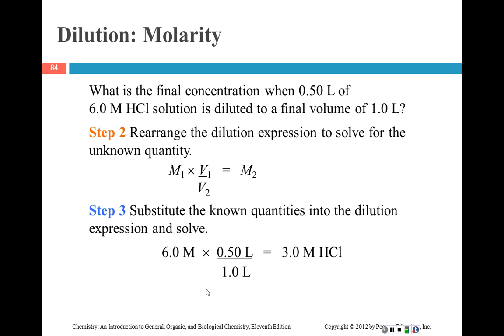Then you rearrange the original M1V1 equals M2V2 and solve for M2, because that's what we're looking for. Then you just substitute in: 6 molar times 0.5 over 1 gives you 3 molar. So if you dilute 0.5 liters of 6 molar hydrochloric acid and bring it up to 1 liter, you have made an entire liter of 3 molar hydrochloric acid.